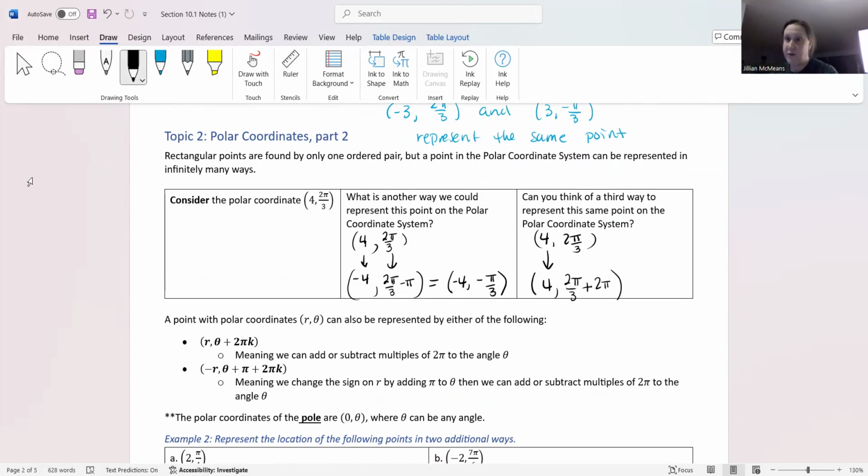So 2 pi, if I want to write 2 pi in fraction form with 3 as the denominator, that would be 6 pi over 3. So this is really 2 pi over 3 plus 6 pi over 3, which is 8 pi over 3, okay? So this would be the point 4, comma 8 pi over 3, okay? And let's see what happens when we get 8 pi over 3. So let's go back up to that rectangular polar coordinate system.